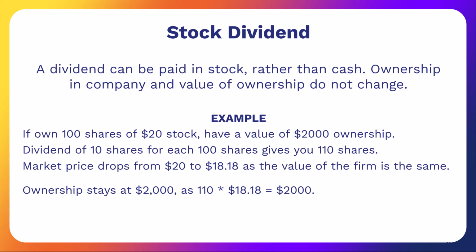If the market price drops from $20 to $18.18, as the value of the firm is the same, your ownership is still the same. You have $2,000, that's 110 times $18.18. So what happens is the per-share value changes, but your ownership doesn't change because your percentage control does not change.